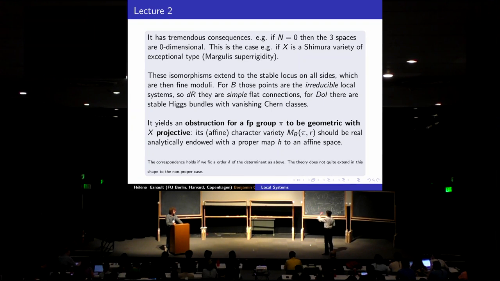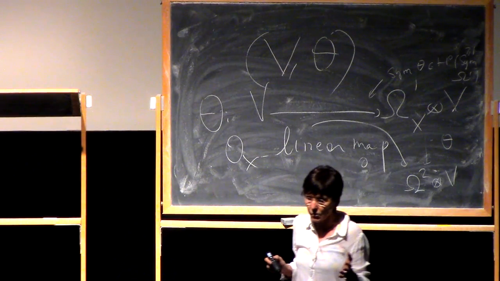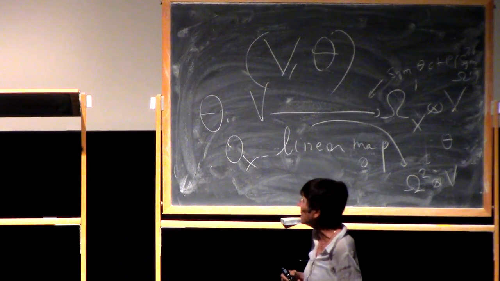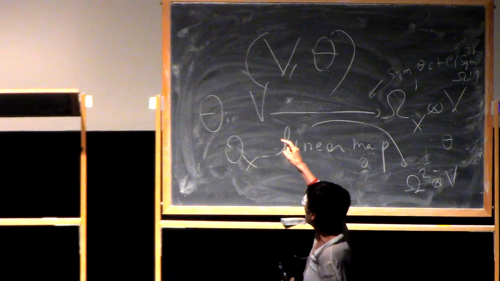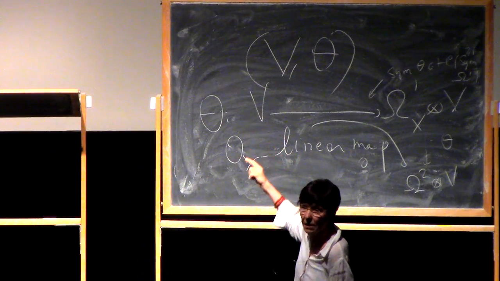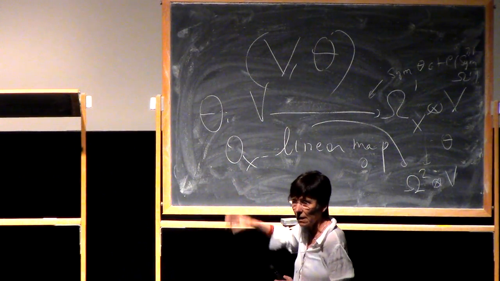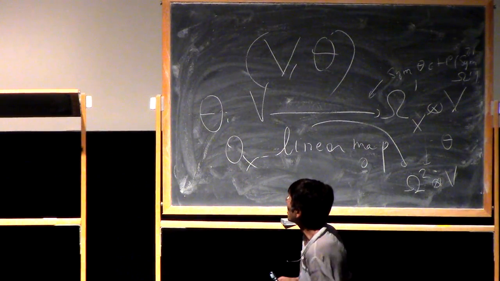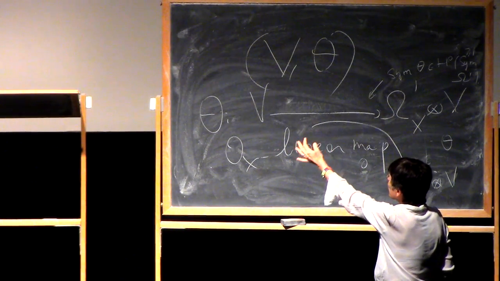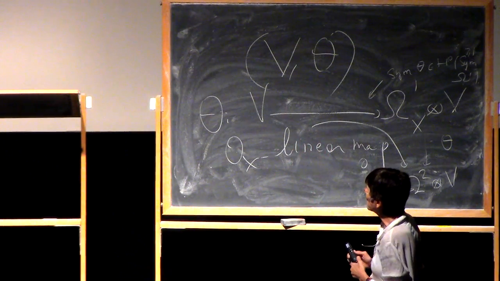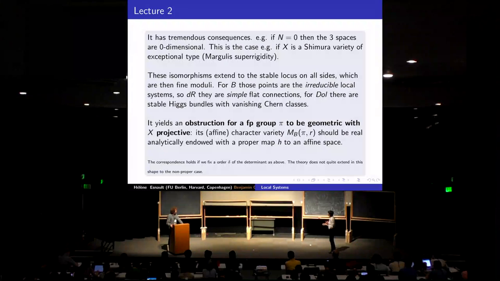In fact, you may have heard of the André-Oort conjecture, which has been solved recently, in particular using what I'm lecturing about. Then this Margulis superrigidity plays a key role here because all local systems are rigid. So now, isomorphisms extend to the stable locus on all sides here, which are then fine moduli.